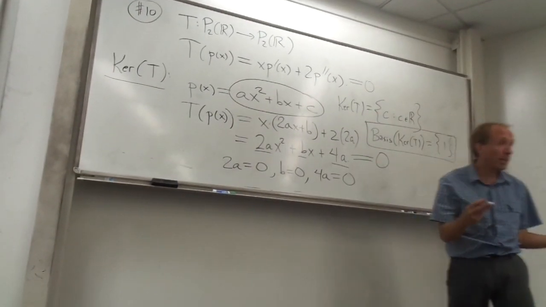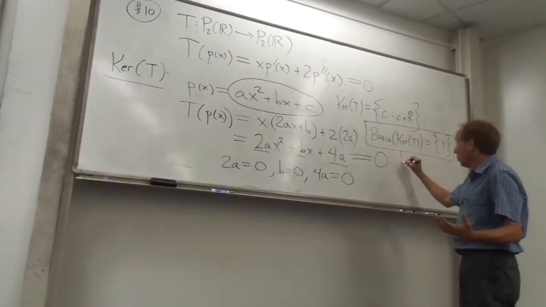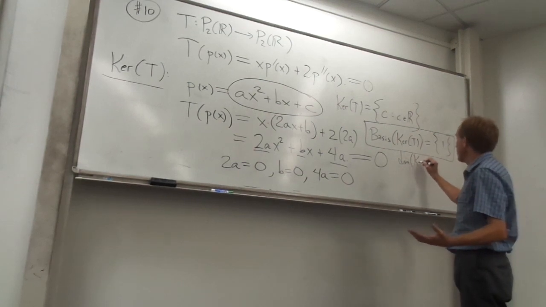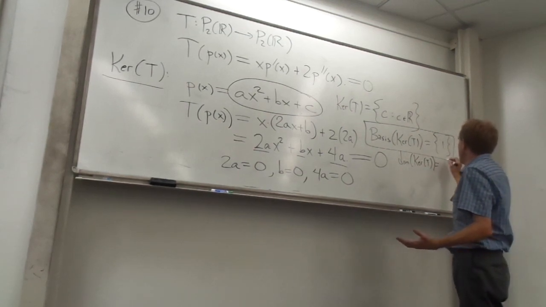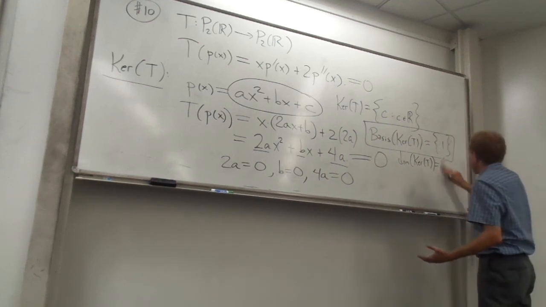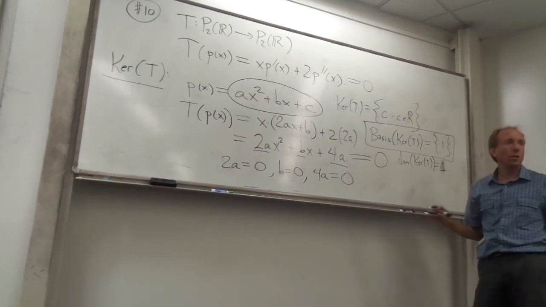What's the dimension of my kernel then? 1. Okay, so the dimension of the kernel is 1. Let me just stop right there.